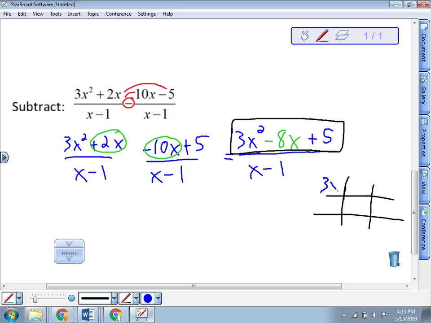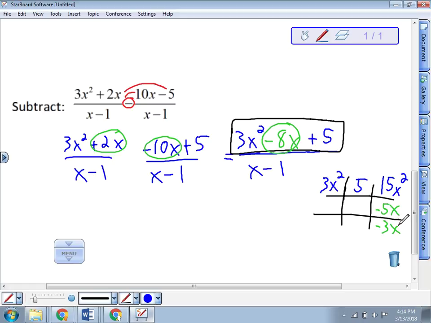So we put the 3x squared here, we put the 5, we multiply across, we get 15x squared. Now we have to ask ourselves, what multiplies to 15x squared but adds up to this negative 8x? Well, that's going to be negative 5x and negative 3x. Negative times a negative is positive, and that obviously adds up to negative 8x.